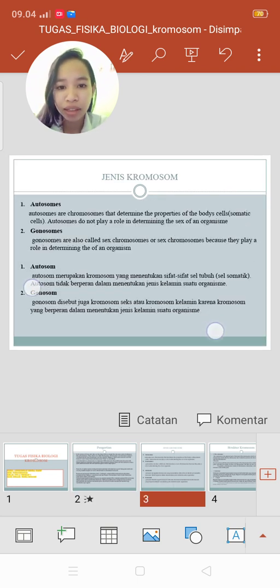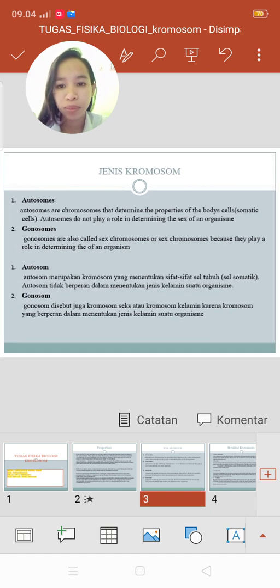Second slide: chromosome shape. 1. Autosomes. Autosomes are chromosomes that determine the properties of the body's cells. Autosomes do not play a role in determining the sex of the organism. 2. Gonosomes. Gonosomes are also called sex chromosomes because they play a role in determining the sex of an organism.